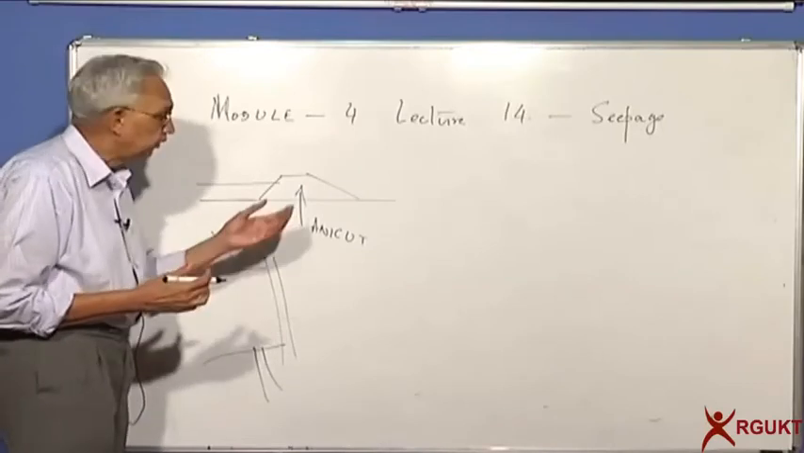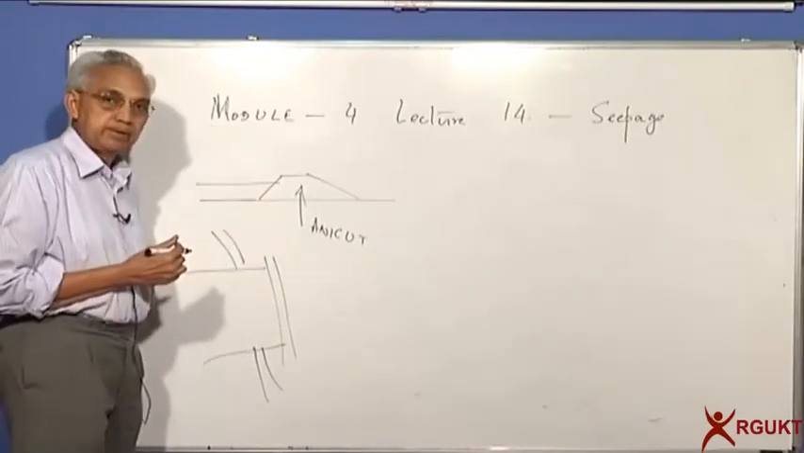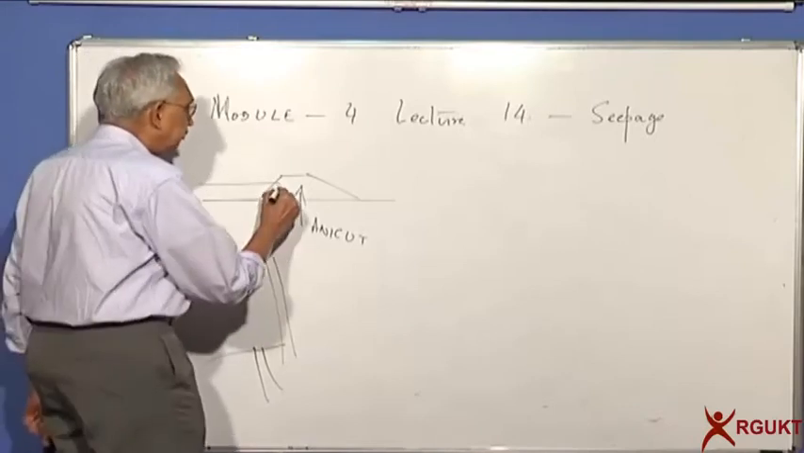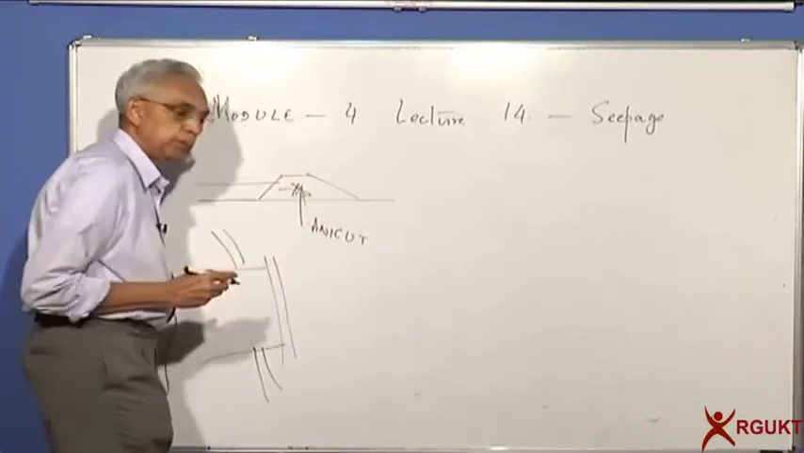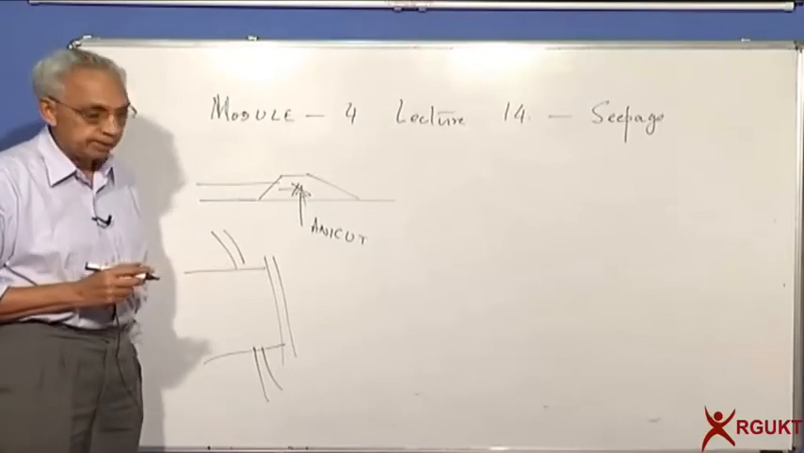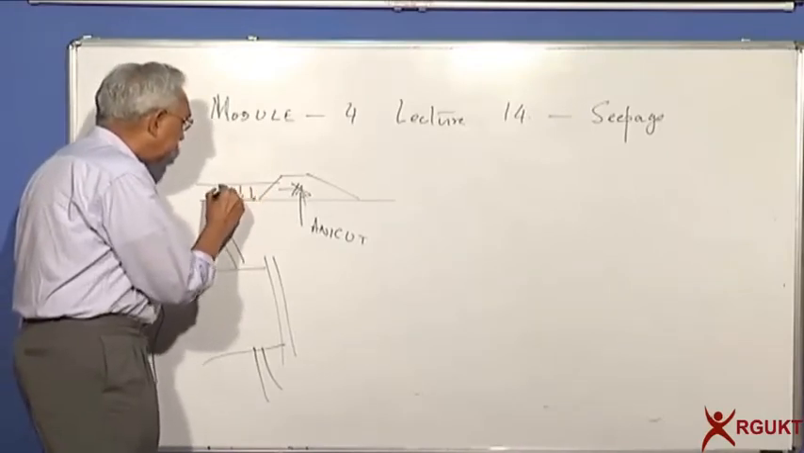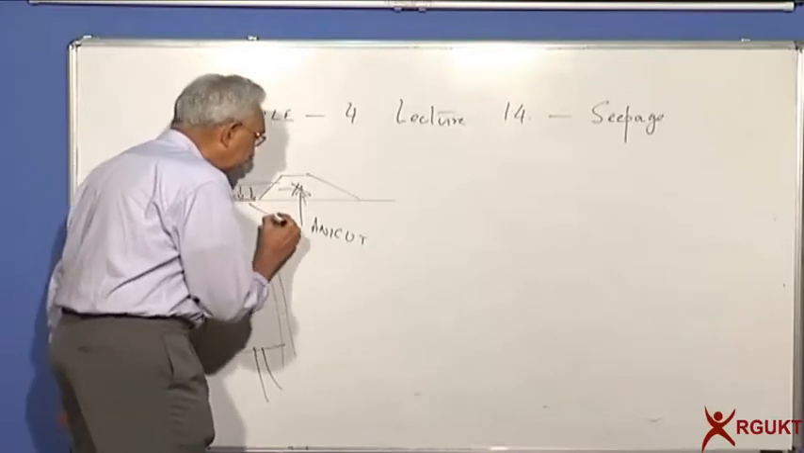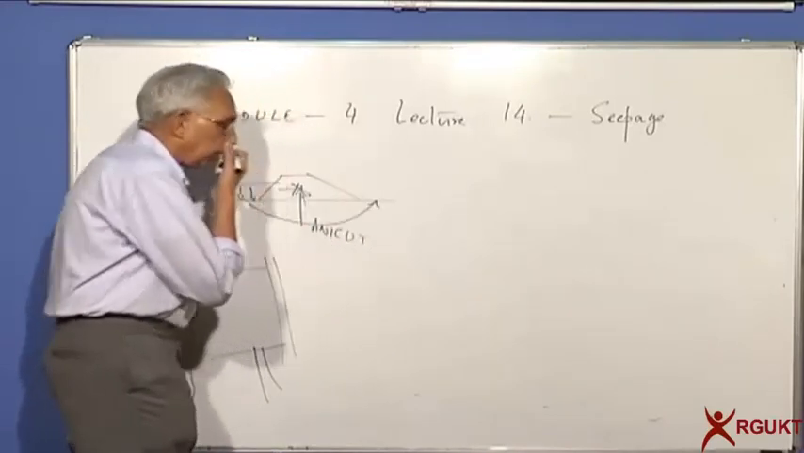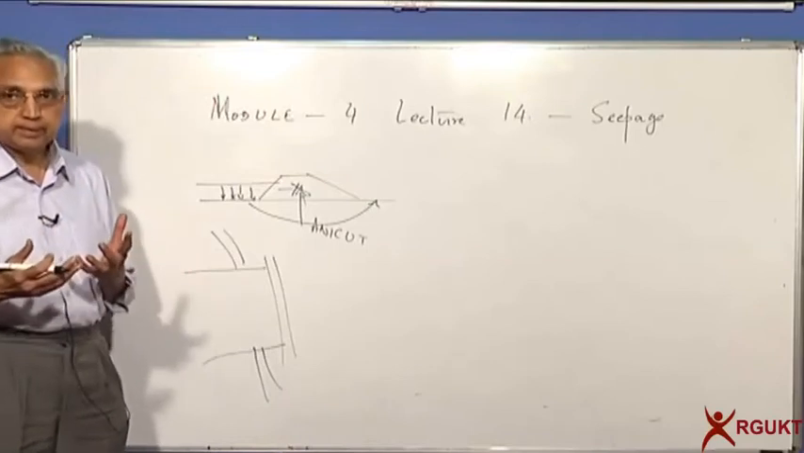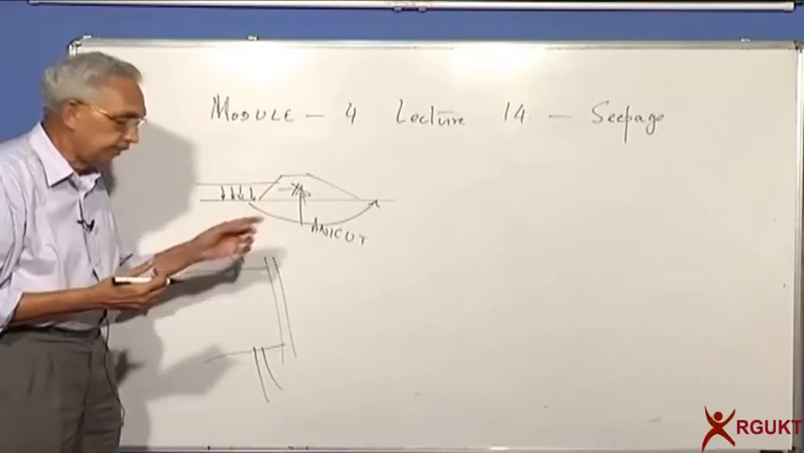You can use it for irrigation. This is fine. You are building a barrier across the river, so there can be no flow through the Anicut. But what about once you store water here, the water pressure is acting, there is always a possibility that water will flow below the barrier, Anicut in this case.